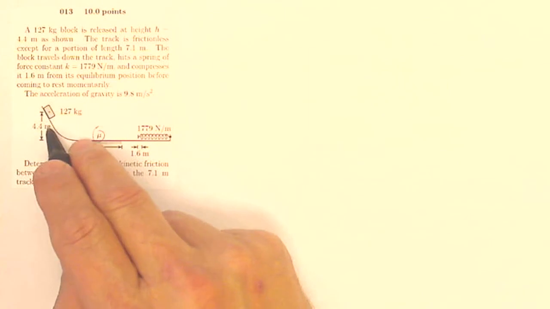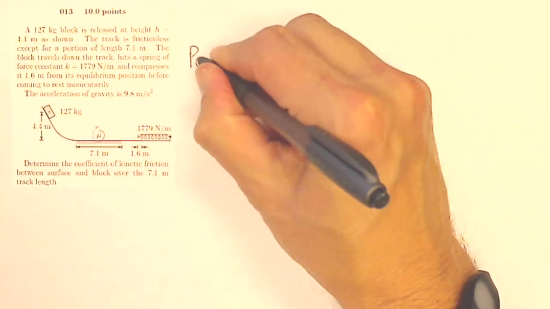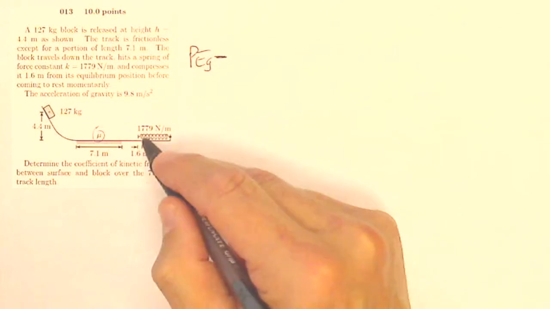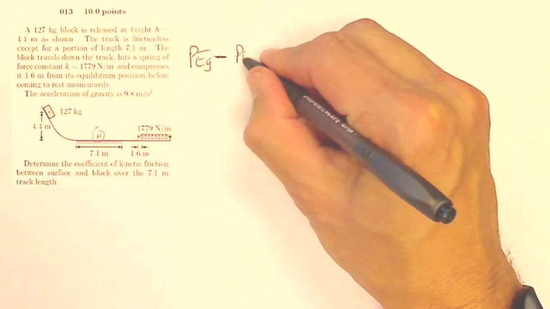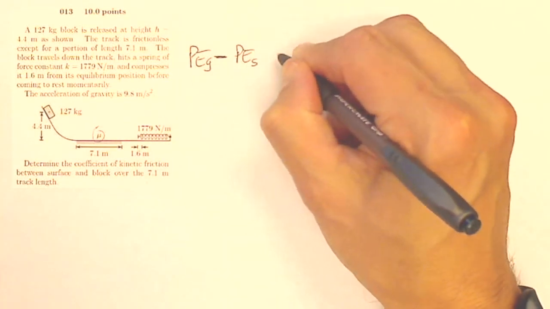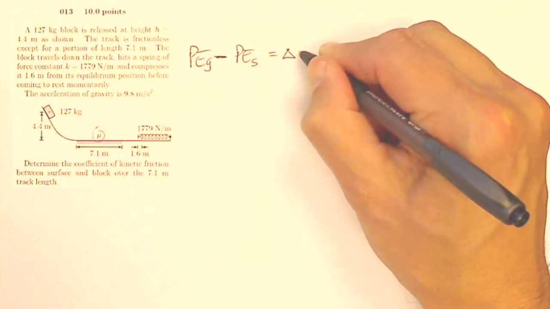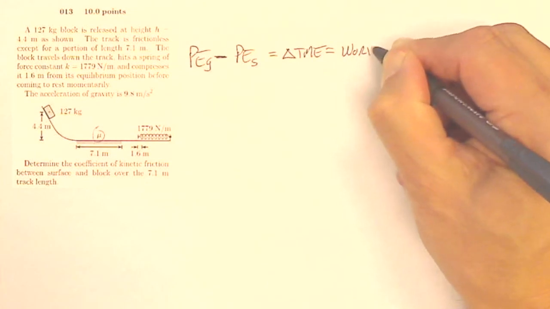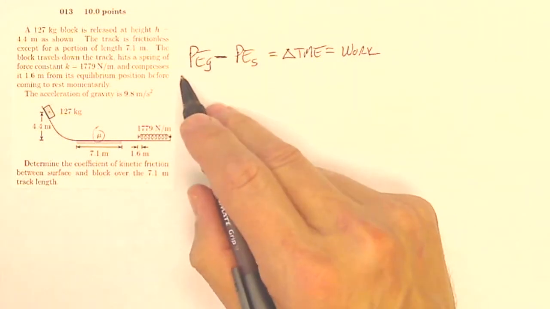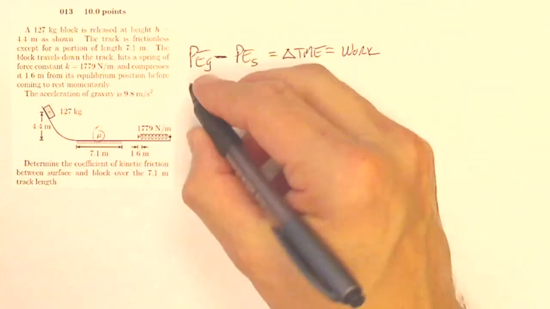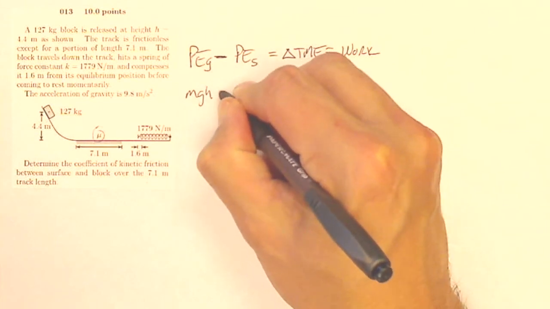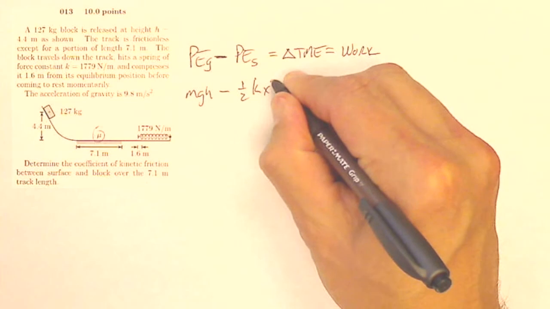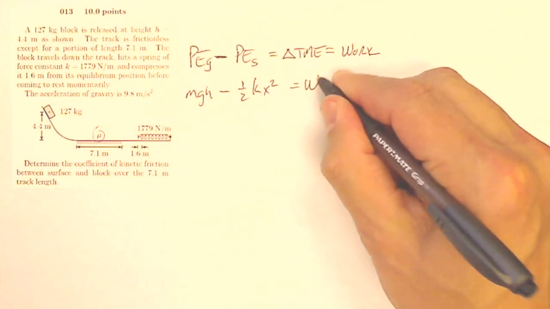So over here, it's all potential energy, so I can take my gravitational potential energy at the top and subtract how much energy it has at the bottom, which is going to be potential energy in the spring, and that's going to equal my change in TME, which is going to equal how much work was done by friction. Let's start there. So my gravitational potential energy is going to be mgh, minus my spring potential energy, which is 1/2 kx squared, is going to equal my work done.